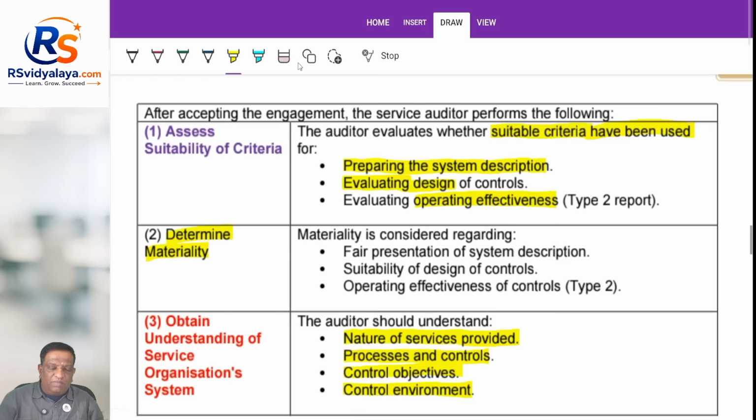And after understanding, then he would start gathering audit evidence regarding the description of the system. So, for that, what will he do? He will read the system description and evaluate whether it is fairly presented for the understanding of a third person, and then obtain evidence regarding the design of the controls. So, the same points as whatever you have seen here: system description was the first point, and design of the controls and operating effectiveness of the controls.